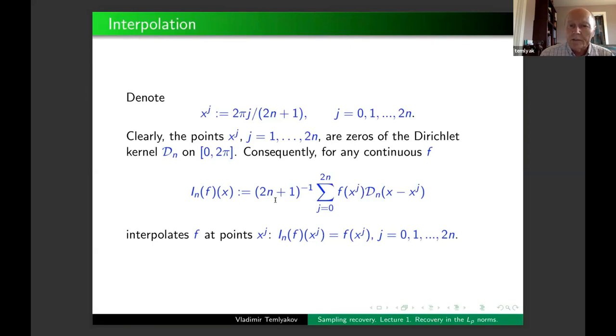For instance, we use an operator like this, which is defined on all continuous functions. We take the function value at the points x_j and multiply by the Dirichlet kernel shifted by this point. That means if x is equal to x_j, the kernel is 2n plus 1, and after cancellation it is 1, and at all other points, it is 0. So clearly we have this identity at all these 2n plus 1 points. This is a very good property. But in the further steps, we will relax this property a lot. We will not require interpolation, because in the multivariate case it is a very strong requirement.